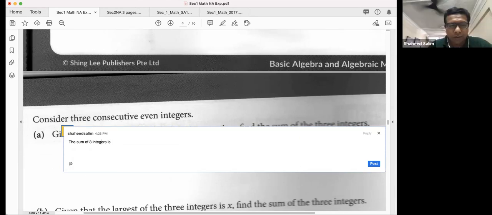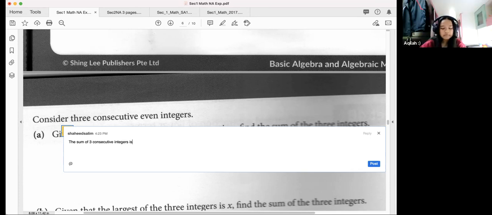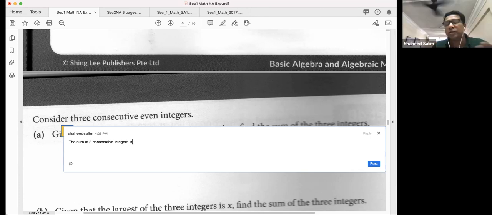Three consecutive. Consecutive, you know what it means? Like 1, 2, 3, 4, 5, 6, one after another. Let's say 3 consecutive days is Tuesday, Wednesday, Thursday. It's one followed by the other. Okay, can you try this?